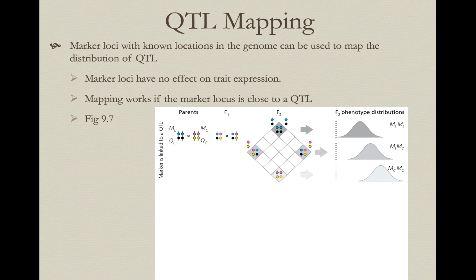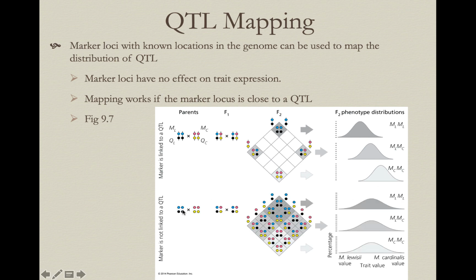Well, what's the other possibility that could be happening here? Let's say that we start off with the same thing. So we have a marker locus and then we have the quantitative locus associated with each species. In the production of the F1s, you're going to get the same thing because you're breeding homozygotes of both species. But look at what happens in the F2 generation. Wow, in the F2 generation, there's absolutely no association of a specific phenotype, Lewisii versus Cardinalis or an intermediate, with the individual marker loci. There's just no relationship there.